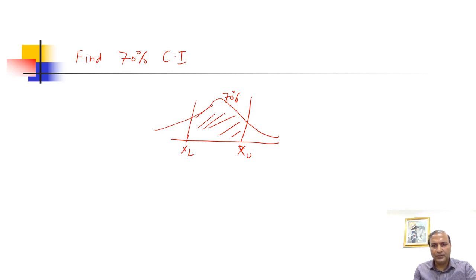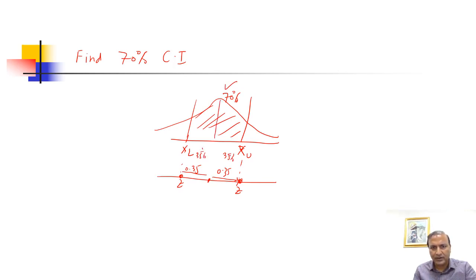But the problem is that for this Z value, I do not know the number here, because for 95% I knew that it is 1.96, and for 90% I knew it is 1.645. But for 70% I don't have the number. But I can use the table to find the Z value. Remember, how do we find it? The table can give me the value from this point to this point, and this is 0.35 and this is 0.35. Remember, this is 70%, so this is 35% and this is 35%.